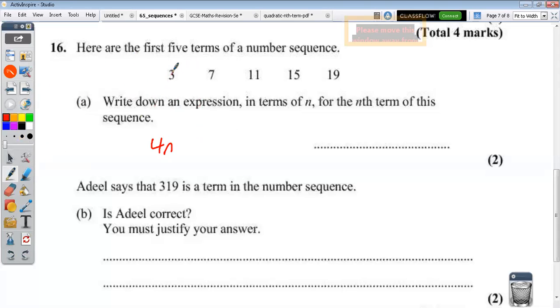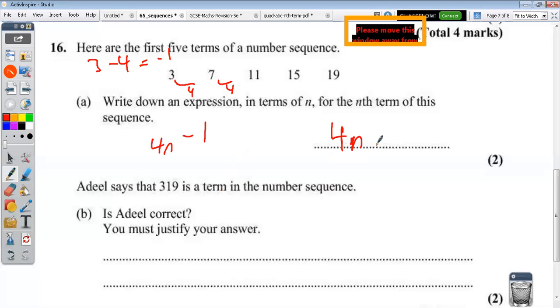If you see the way we were doing things here, you say this 3 is 3 minus 4, and from a calculator it gives you minus 1, not plus 1. So it's 4n minus 1. I see, you've been making this mistake this whole exercise. 4n minus 1, that's the correct formula.